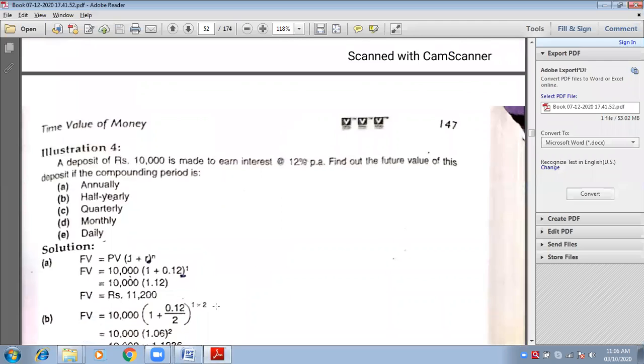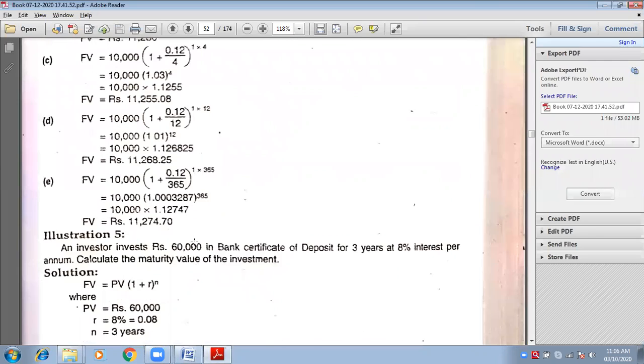Okay. And daily. डेली के लिए आपको ये फिगर मिली जाएगी. ये देखो 1 into 365 है ना, तो 365 raised to 365.